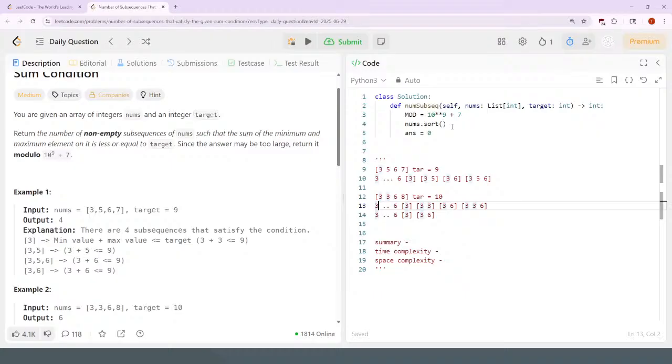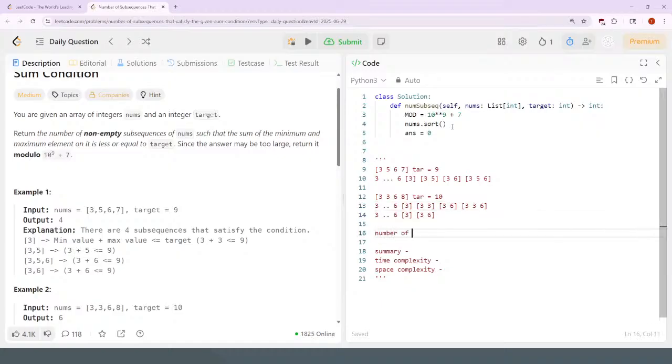So is there a formula for the number of subarrays or subsequences that I can form from a given start index to a given end index? So that's really the key part. So for a given start index, count of subsequences from a given start index to end index in the sorted array.